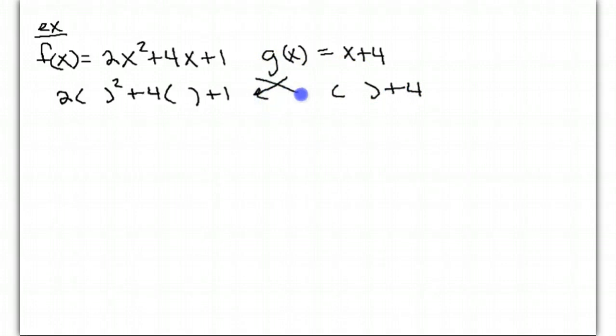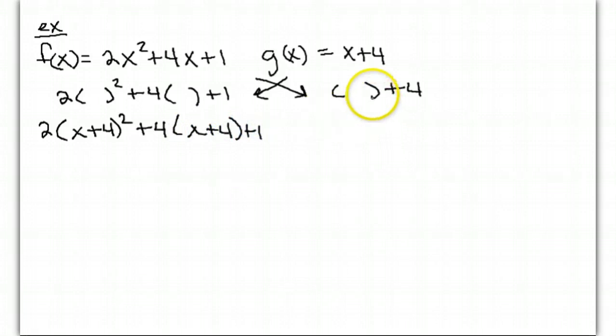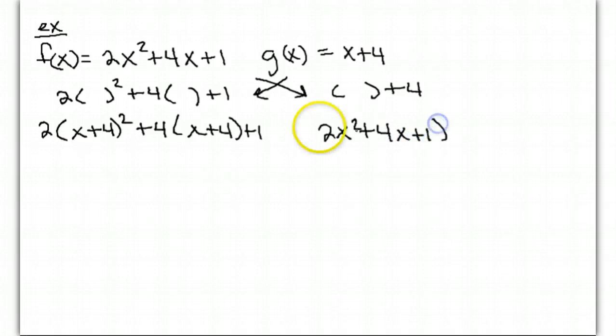So we still do the crisscross arrows. Inside of these parentheses you see here, you're going to put what g is, which is x plus 4. So we have 2 open parentheses x plus 4 squared plus 4 times open parentheses x plus 4 plus 1. And over here, inside these parentheses, you're going to put what f is, which is 2x squared plus 4x plus 1. So you have 2x squared plus 4x plus 1, and it's still in the parentheses plus 4.